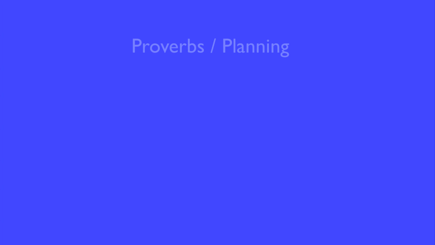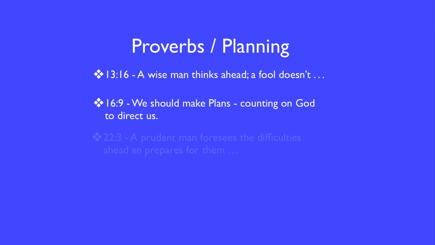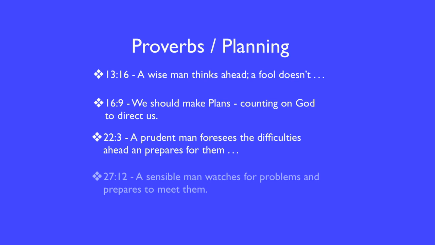Here are 4 verses that deal with planning. A wise man thinks ahead, a fool doesn't. We should make plans, counting on God to direct us. A prudent man foresees the difficulties ahead and prepares for them. A sensible man watches for problems and prepares to meet them. We see that planning prepares for difficulty.